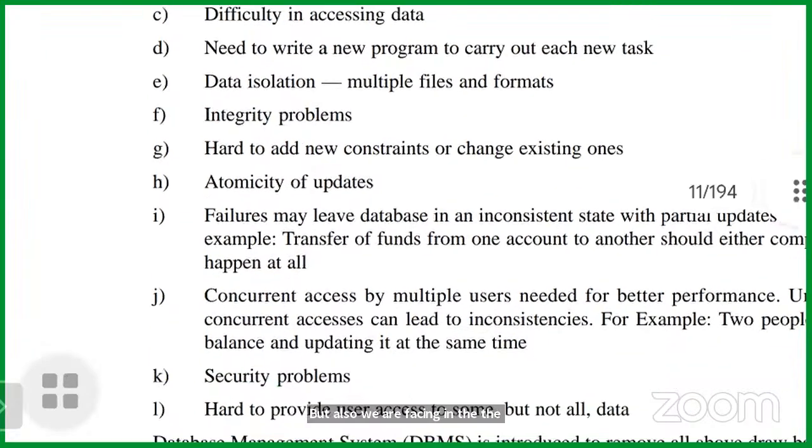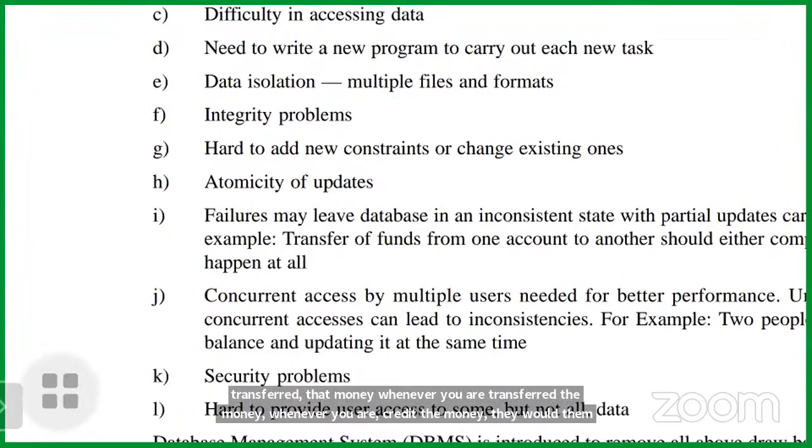And also atomicity of updates. So atomicity also means transaction purpose. There also updates will not be there. But now this generation, what happened? Whenever you transfer money, whenever you credit or debit money, immediately you get a message from the bank. But in that generation, that facility is not available.